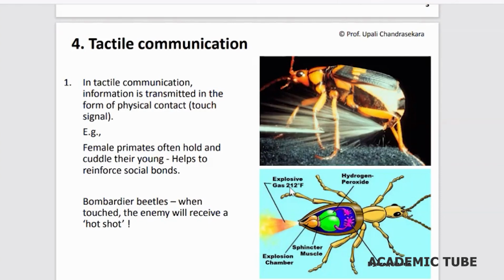Now, this reaction takes place only if you touch. So whoever touches the backside will receive this hot shot from its back, right? The one who touches the backside will get this hot substance. Now, for example, if the animal who touched the backside of this animal is a predator, an enemy, right? So the enemy is immediately dispelled by this particular act.